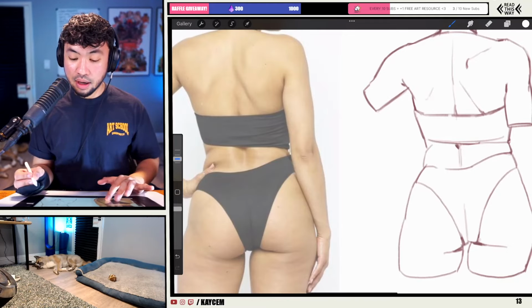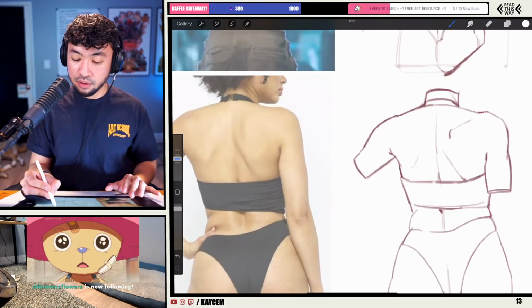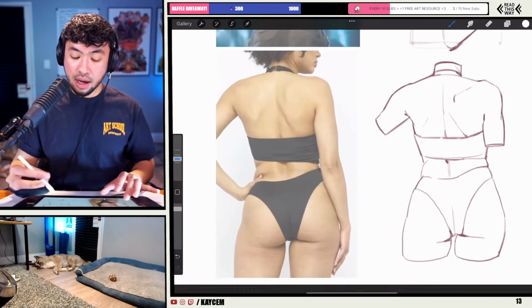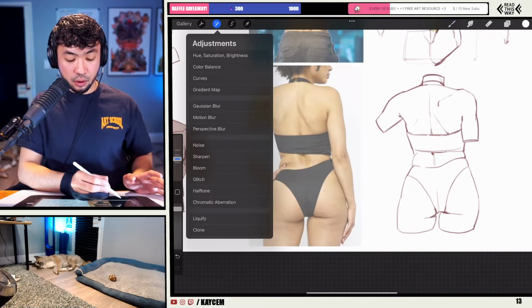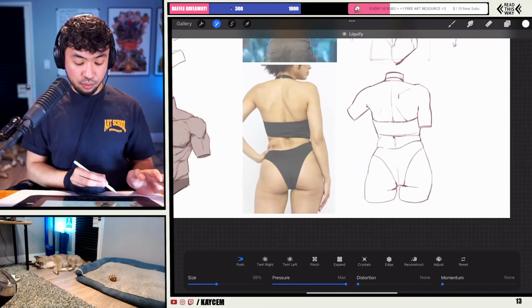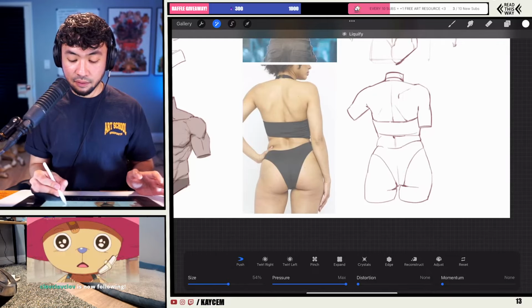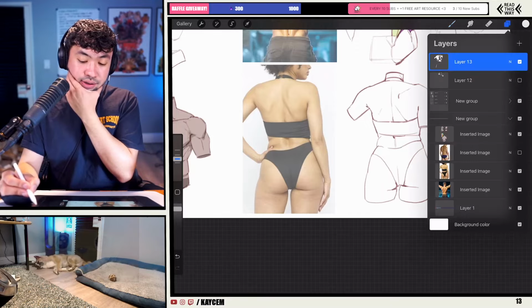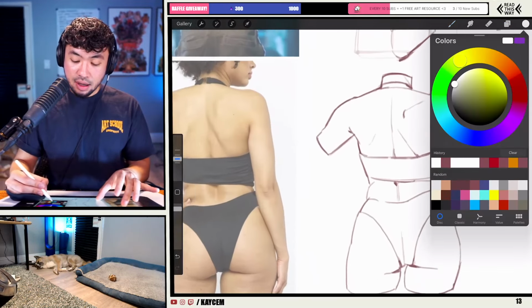Ta-da! There you go. Nice, easy peasy. Let me clean up a few things, and then I think I'm going to color it out really quick for you guys. Nothing too crazy, just a quick grayscale to showcase the form and the volume and stuff. But there you go. See? Nice and quick and easy, right?